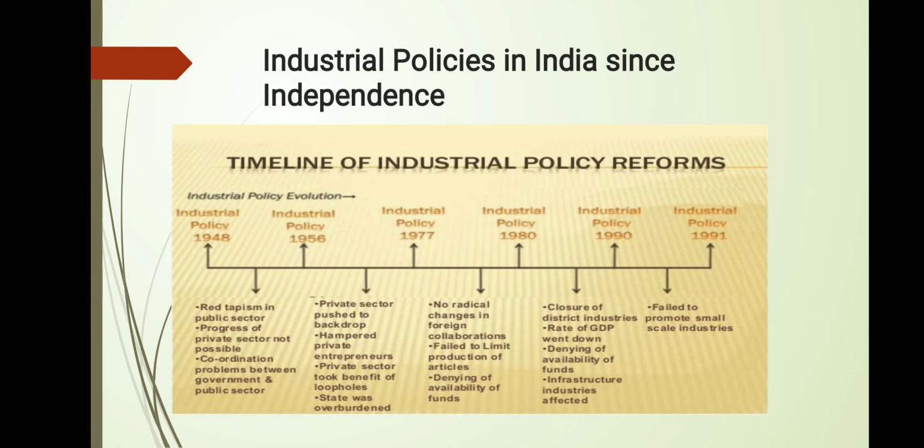Apart from this, we have criticism of the 1956 industrial policy. It reduced the scope for the expansion of the private sector, because the main objective of the 1956 policy was to expand the public sector and reduce private sector monopolies.